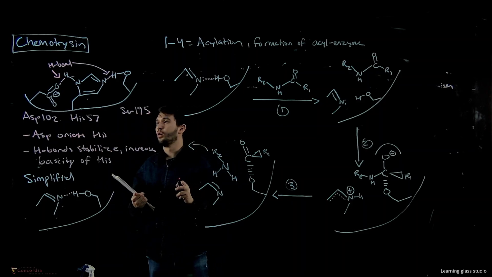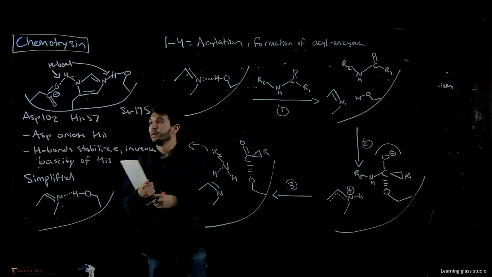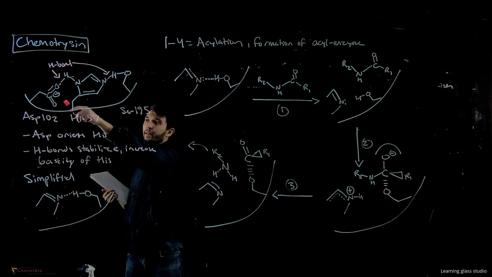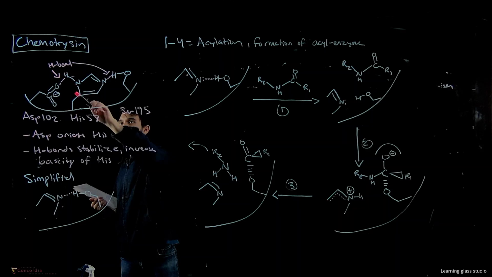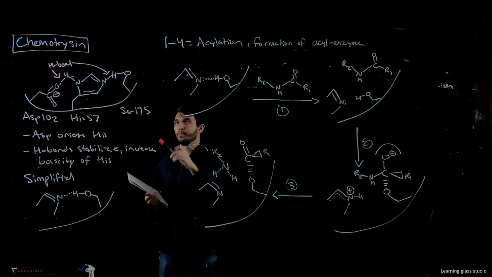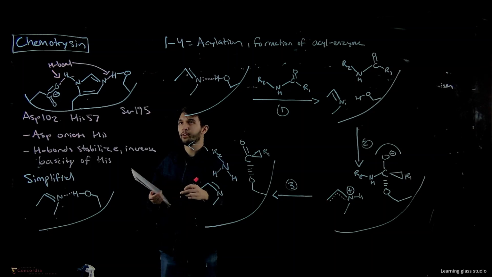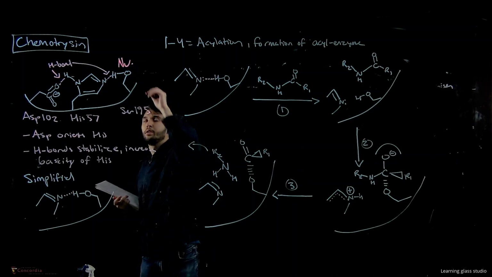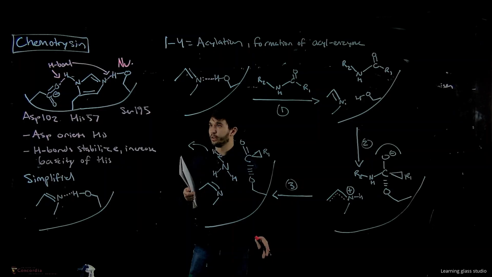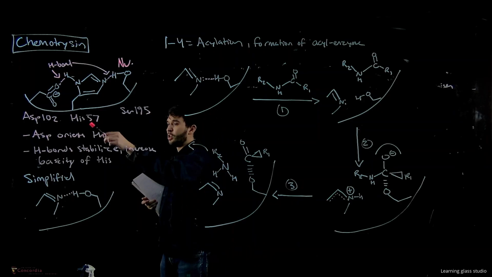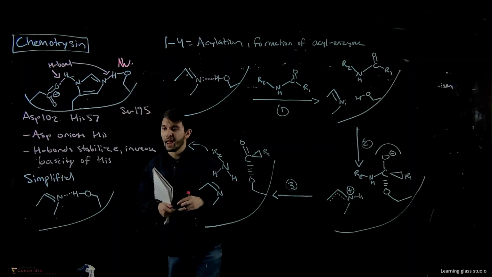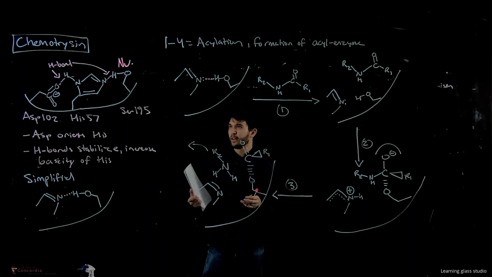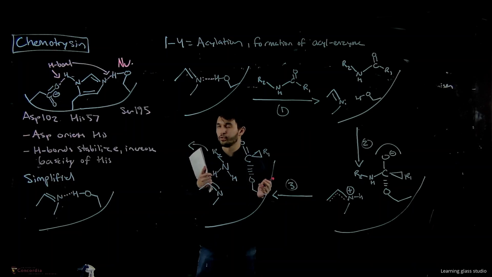aspartate. Essentially, the aspartate has a negative charge at this pH, so it will hydrogen bond to the histidine, and the histidine will hydrogen bond to the serine. The serine here is going to be our nucleophile, right? The aspartate orients the histidine such that it can have this hydrogen bond here, and the hydrogen bonds stabilize everything and also increase the basicity of histidine.